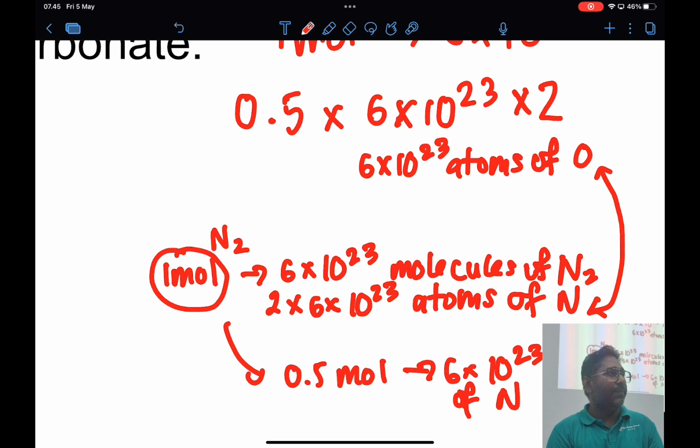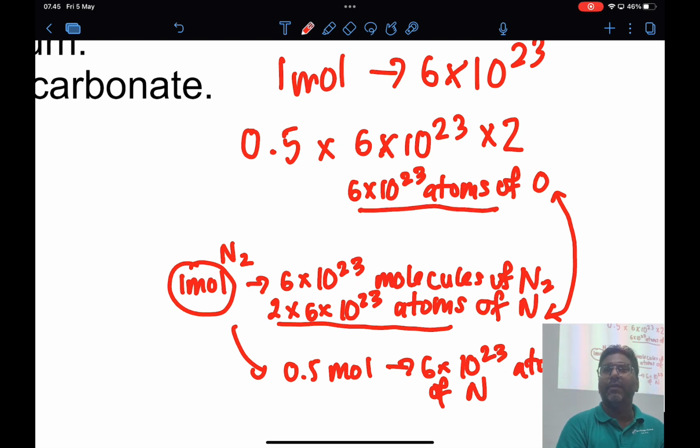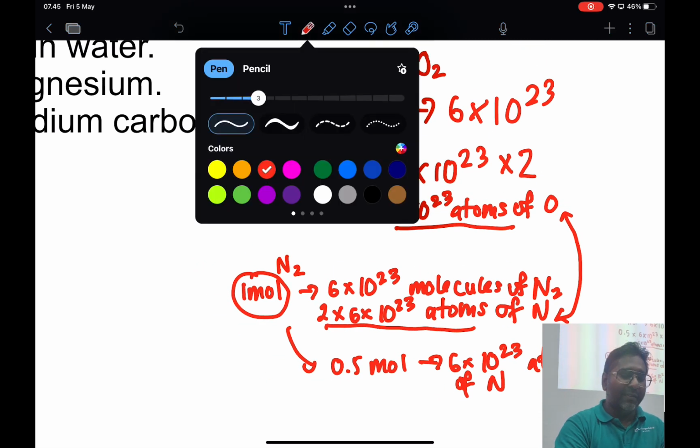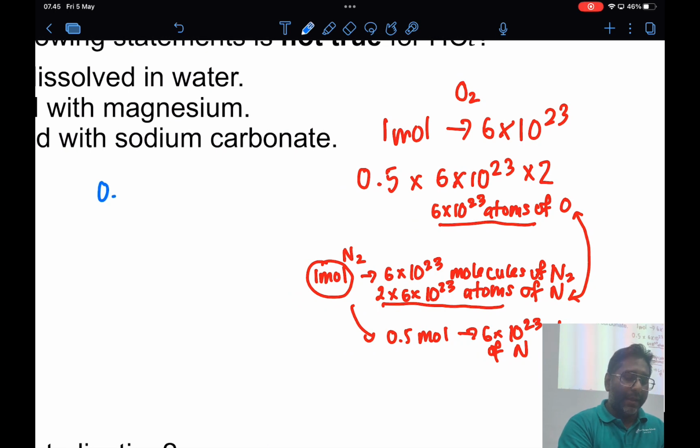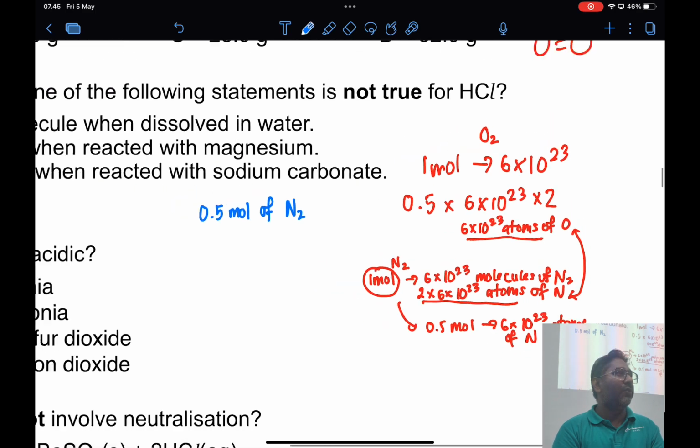If you have 1 mole, then you are supposed to get this, but I want only this. If I want only that, I need to divide by 2. How do I get to divide by 2? Because this is for 1 mole, you take 0.5 moles, and you will get this same number of atoms. Once you get that, we know we are dealing with 0.5 mole of N2. Not N, we are dealing with 0.5 moles of N2.